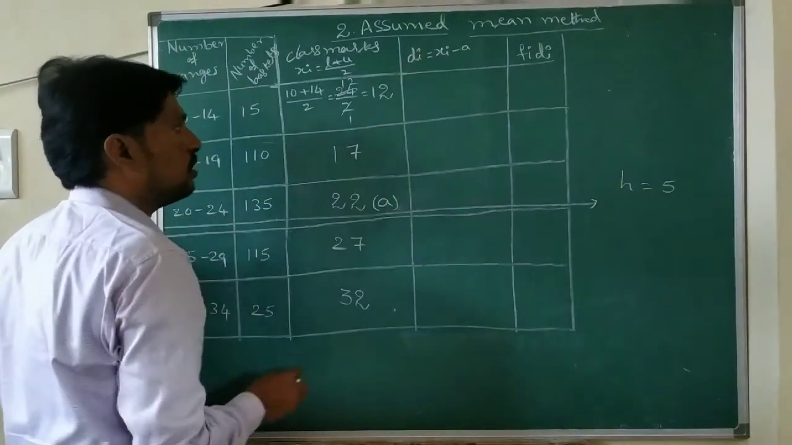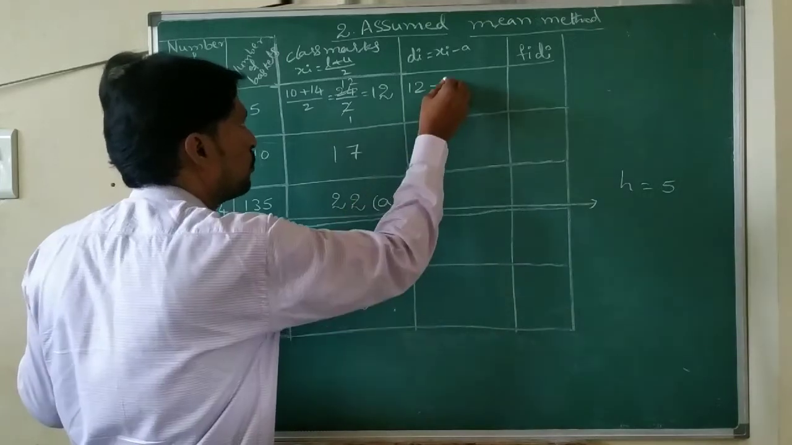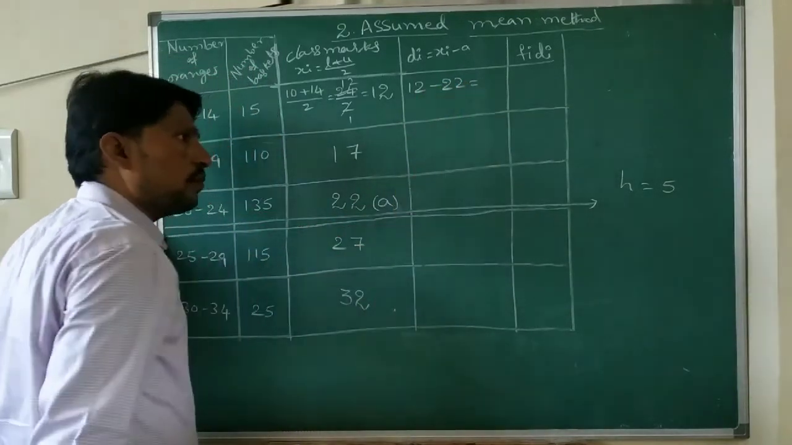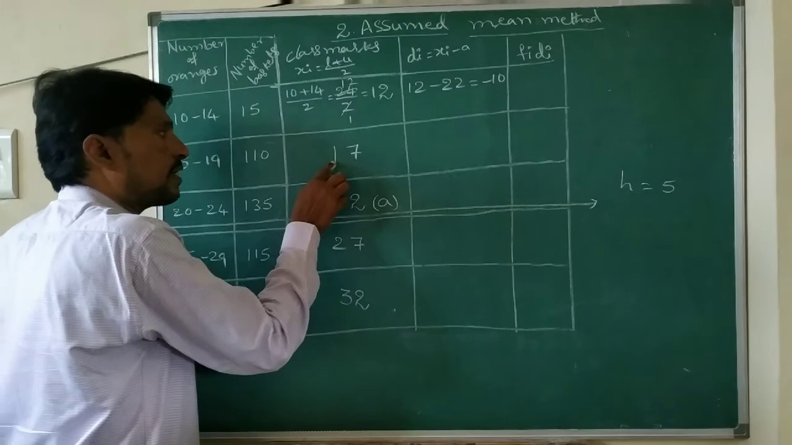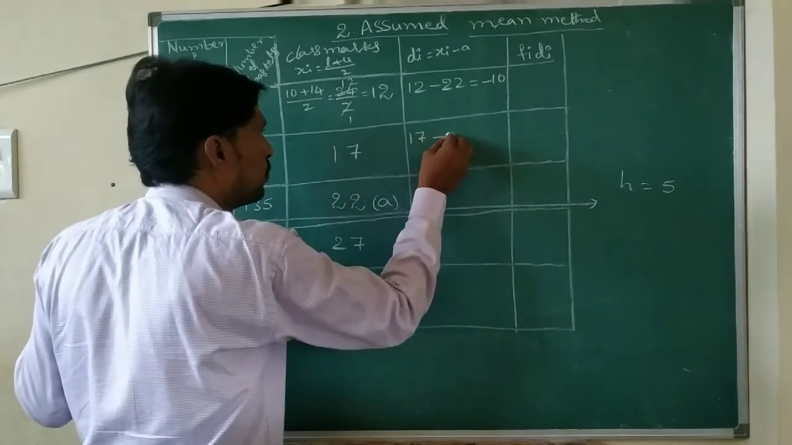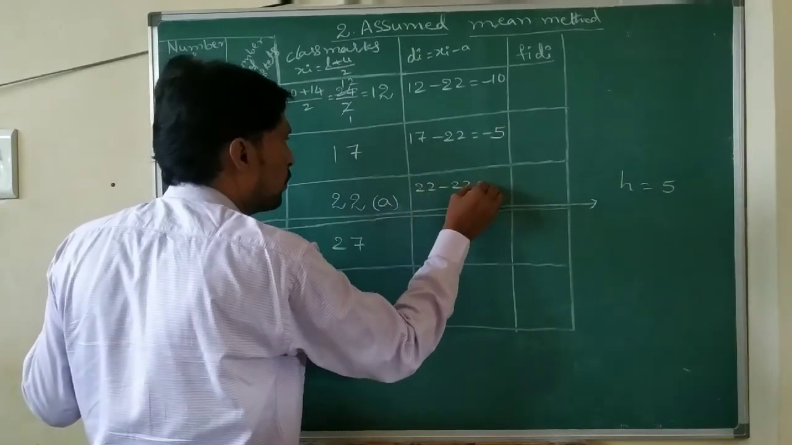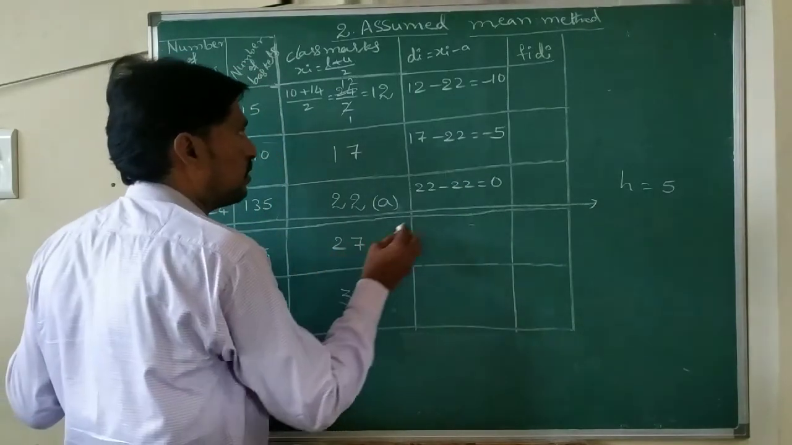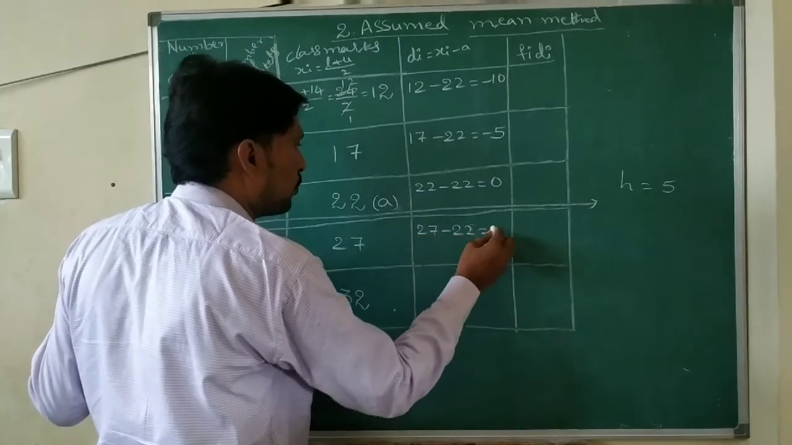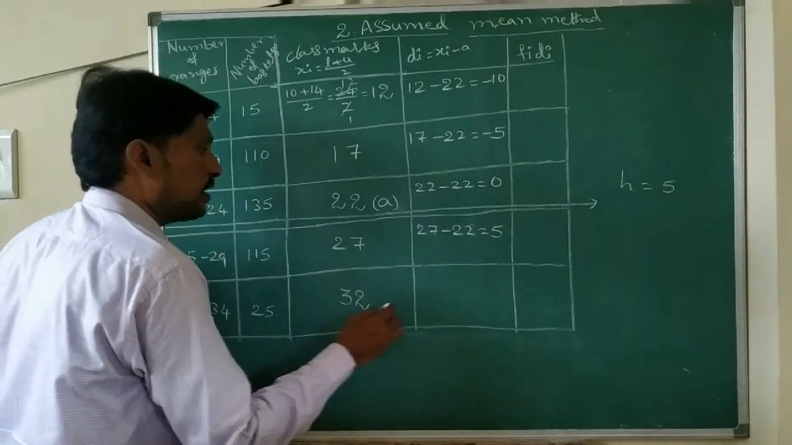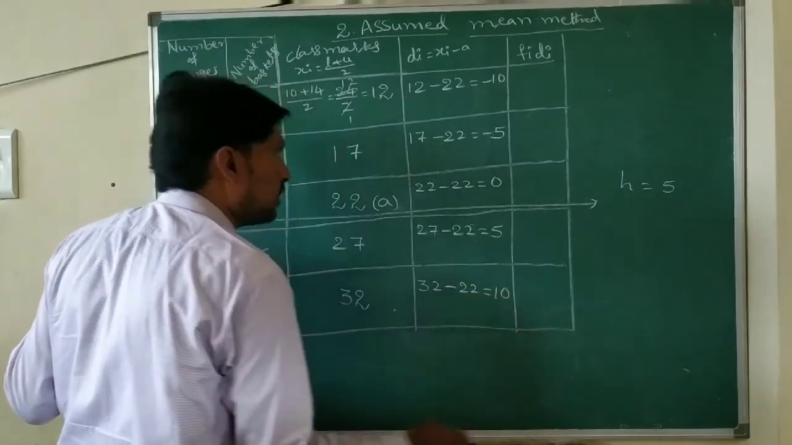So here di equals xi minus a. Xi means 12 minus a. Assumed value is 22. 12 minus 22, how much are we getting? Minus 10. Next xi is 17 minus a, which is 22, that equals minus 5. Here xi is 22 minus 22, which is 0. Class mark is 27 and a is 22, so 27 minus 22 is 5. Next, the last class mark is 32 minus a, which is 22. 32 minus 22, that value we are getting is 10.